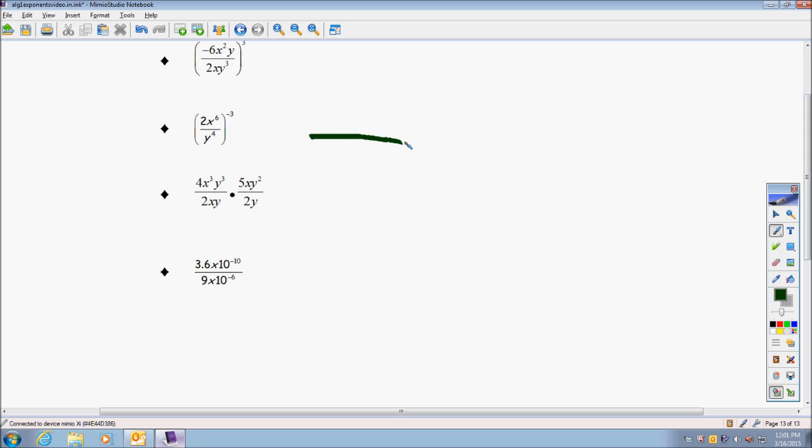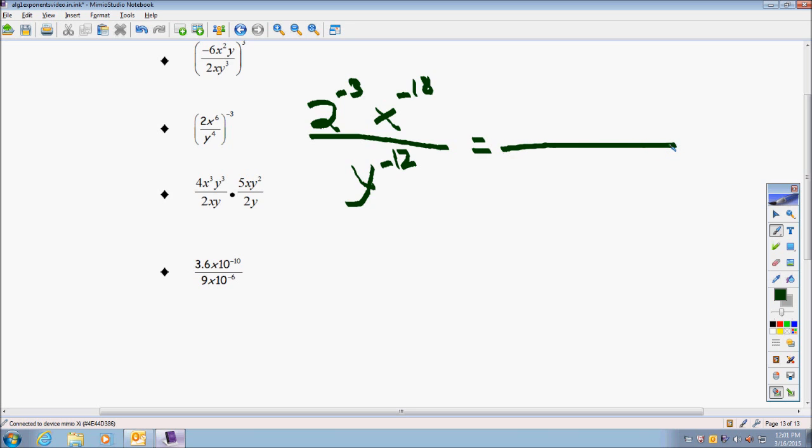Okay, give yourself a little fraction bar. So 2, it's not negative, so we don't need parentheses. 2 to the negative 3, x to the negative 18. These problems, some of these look really tricky on the surface. If you just try it and write it out, you'll be fine. y to the negative 12. Okay, everything is bad, so everything needs to be switched. So 2 to the negative 3 comes down here, x to the negative 18 comes down here, and the y to the negative 12 that was downstairs comes upstairs to positive 12. And you can write that 2 cubed as a big 8. And there you have it.